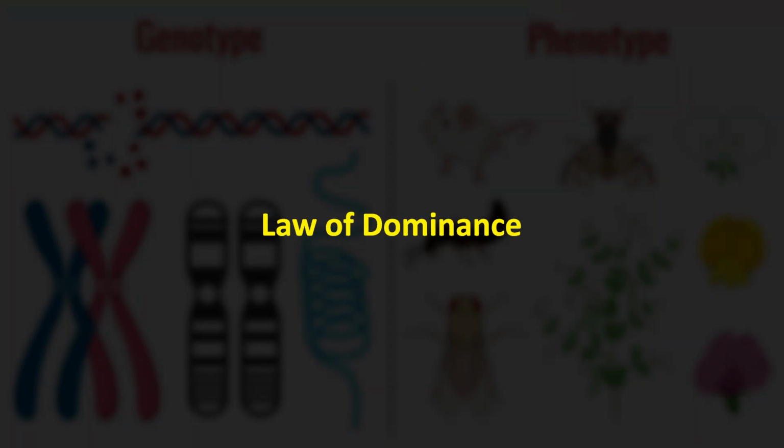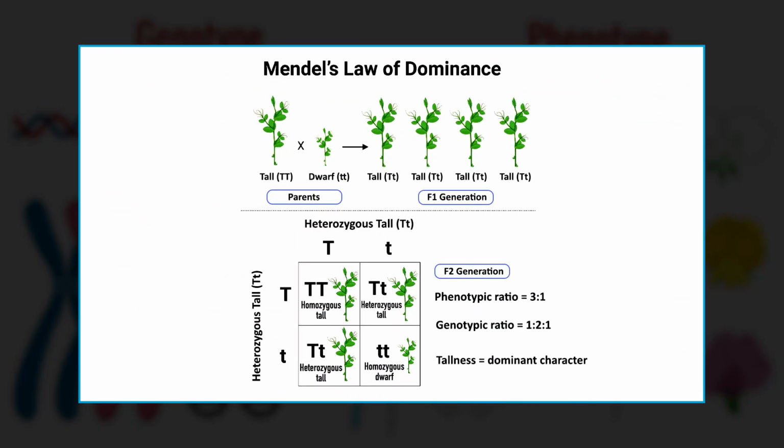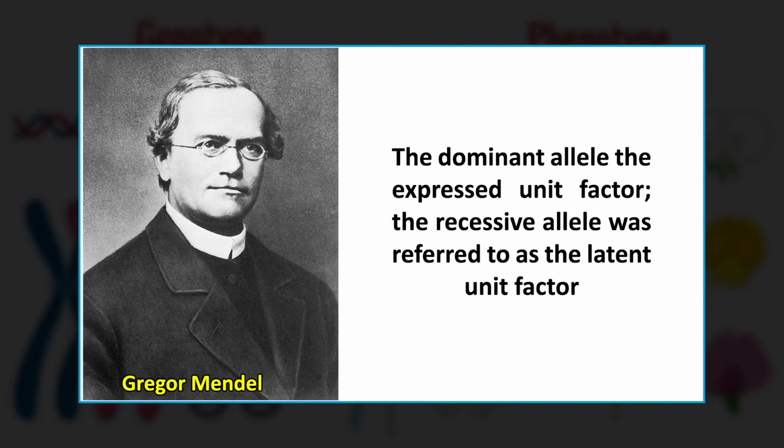Dear students, let's now discuss the law of dominance. Our discussion of homozygous and heterozygous organisms brings us to why the F1 heterozygous offsprings were identical to one of the parents rather than expressing both alleles. In all 7 pea plant characteristics, one of the two contrasting alleles was dominant and the other was recessive. Mendel called the dominant allele the expressed unit factor. The recessive allele was referred to as the latent unit factor.